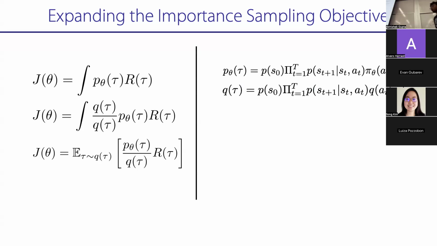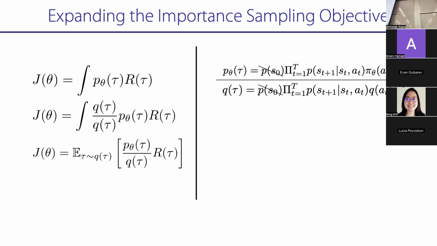And let's say you had some q(τ), which is the initial state likelihood multiplied by the dynamics multiplied by q. The world is the same: you're in the same world, with the same initial state distribution. The only thing that changes is the policy. If I have two policies running, π_θ(a_t | s_t) and q(a_t | s_t), to get the ratio between their trajectory distributions, I just need to divide these two.